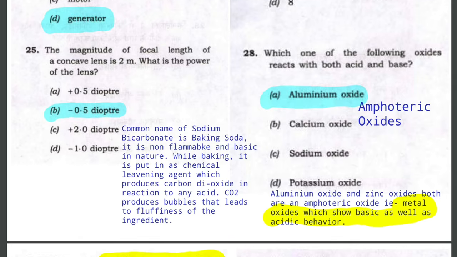And then this question, here the concept of amphoteric oxide is used: which one of the following oxides reacts with both acid and base? So the correct answer would be aluminium oxide. Aluminium oxide and zinc oxide both are amphoteric oxides, which means they show both basic as well as acidic character.